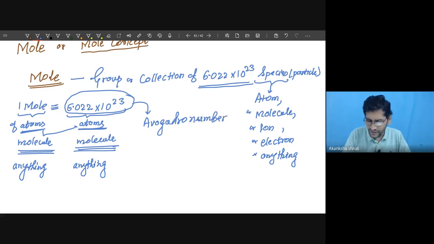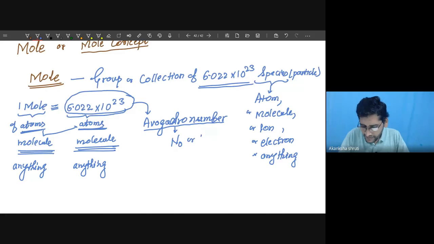Why is it called Avogadro number? Because Avogadro was the person who had given this. So to honor him, it is called Avogadro number, denoted by N0 or N, and below that the term like AV is used. So this is the denotation. Get it?